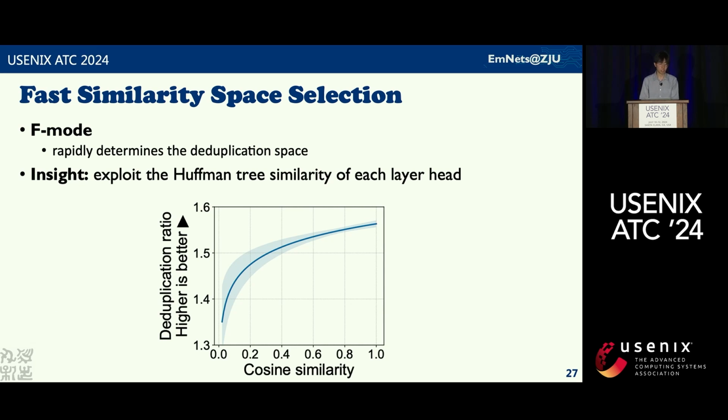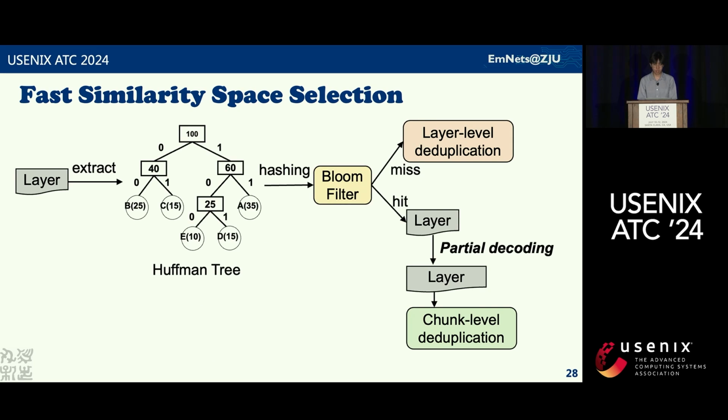So in flexible mode, when the management server receives a new Docker layer, it needs to rapidly determine the deduplication space. Our insight is exploiting the Huffman tree similarity of each layer head, as it provides already statistical information about the encoding of compressed content. The results reveal a positive correlation between the deduplication ratio of paired chunks and the cosine similarity of their Huffman trees. However, comparing each layer's Huffman tree in a real-world system poses significant spatial and temporal challenges.